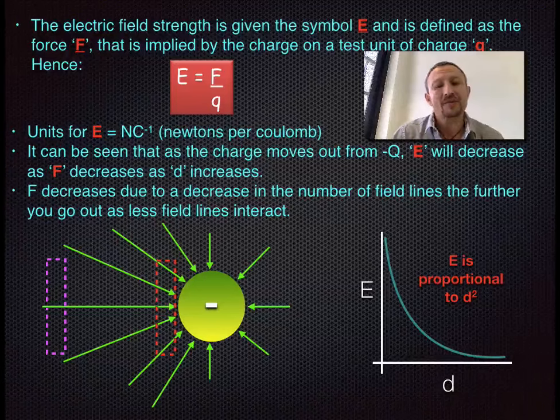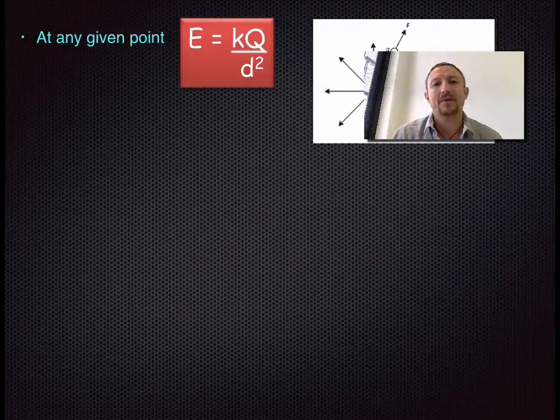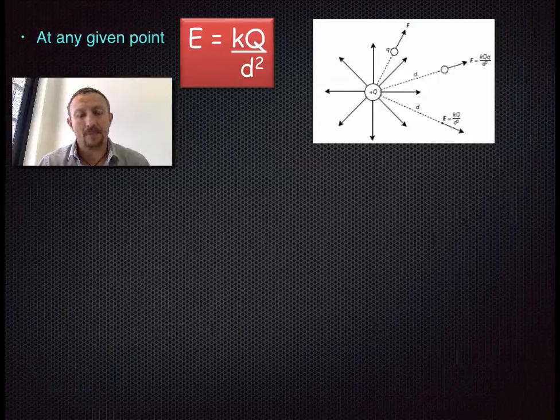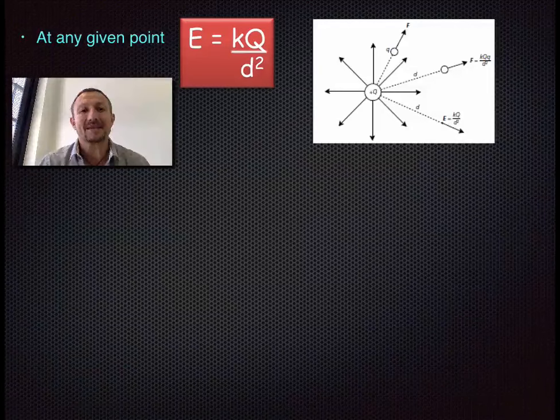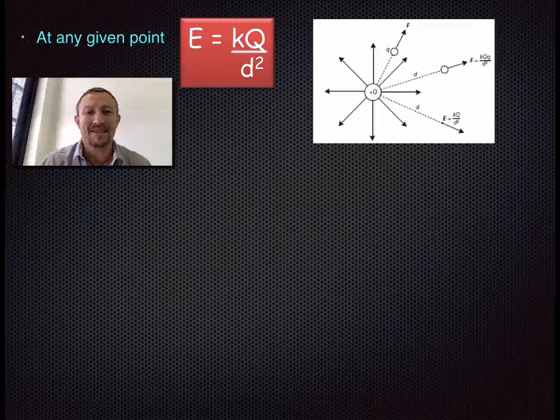Okay, so as a result, we can put these observations together to form a secondary equation. And that equation is electric field strength equals the force constant, times Q, the charge of the actual charge, over the distance squared. So we get E equals kQ over d squared, remembering that k is 9 times 10 to the 9.